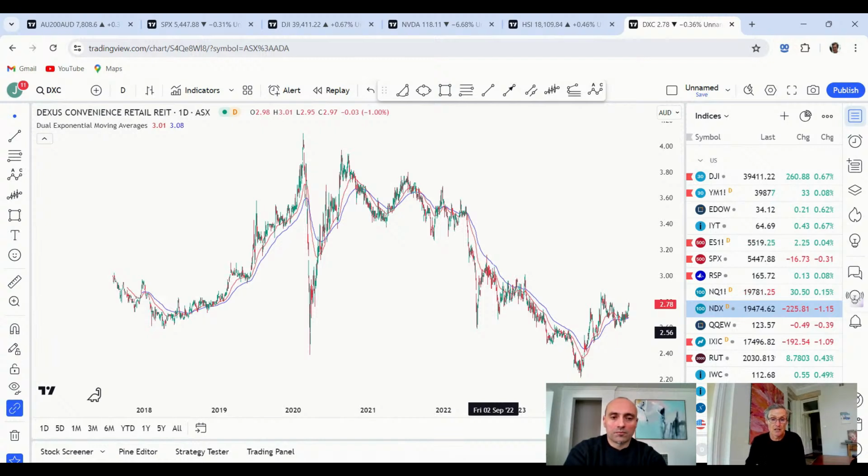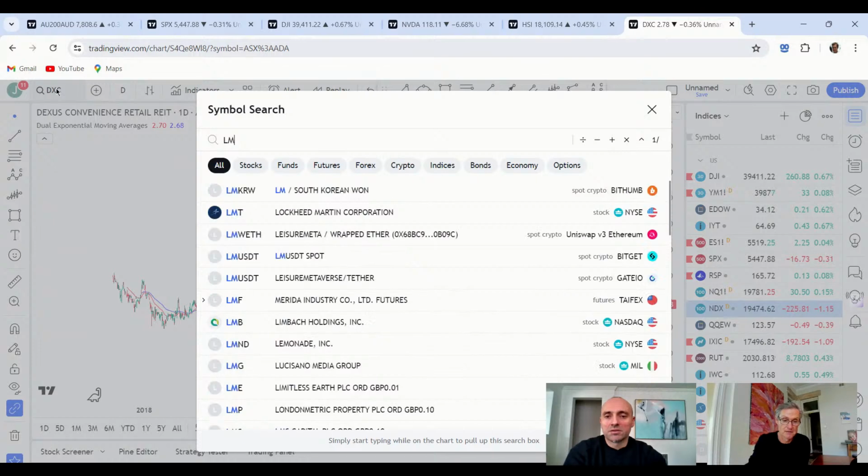So look, I like the overall structure. I like the idea behind it. Okay, fantastic. Let's have a look at LMT on the New York Stock Exchange.